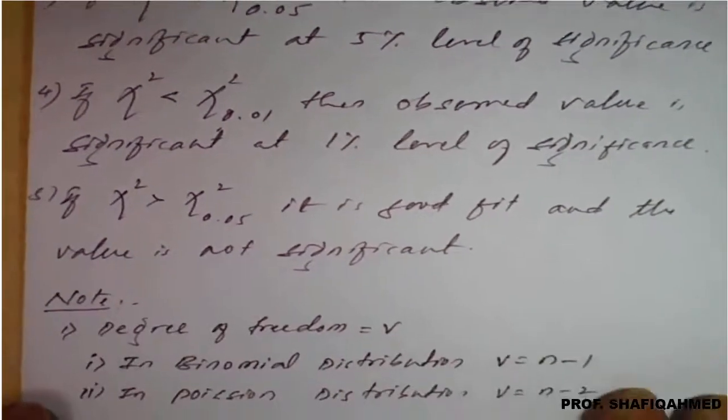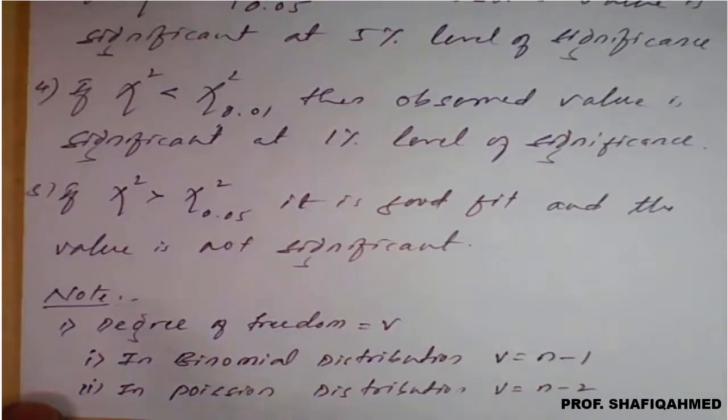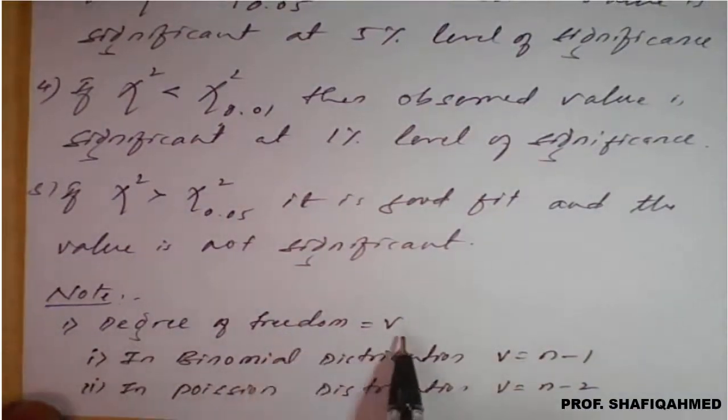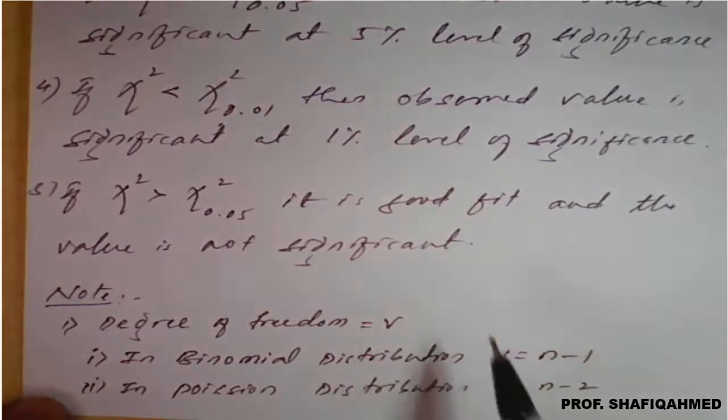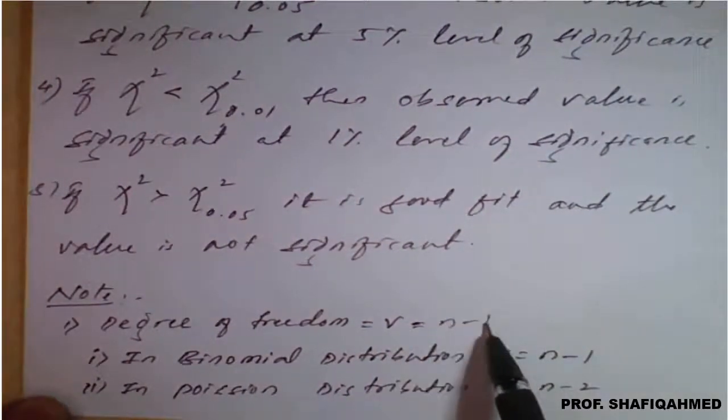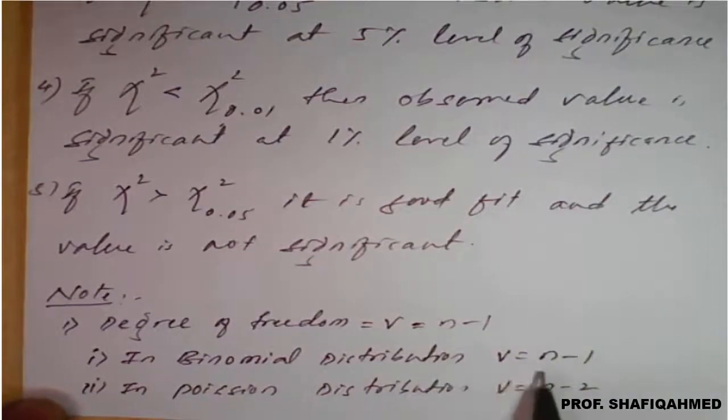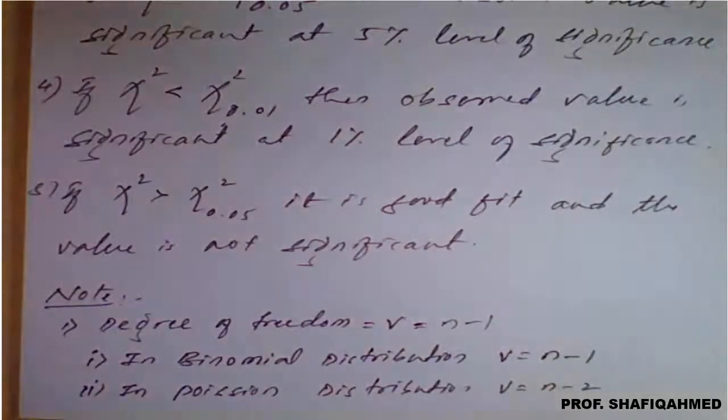Now one of the notes we need to remember here before starting the examples. So degree of freedom here also stands for v, which is nothing but n minus 1. In binomial distribution, degree of freedom is given by n minus 1, but in Poisson distribution it is considered as n minus 2. So these 2 points we need to remember. So while calculating, degree of freedom in binomial distribution is n minus 1, and in Poisson distribution the degree of freedom is given by v, that is n minus 2. So with the help of this we'll see the examples based on this chi-square test.